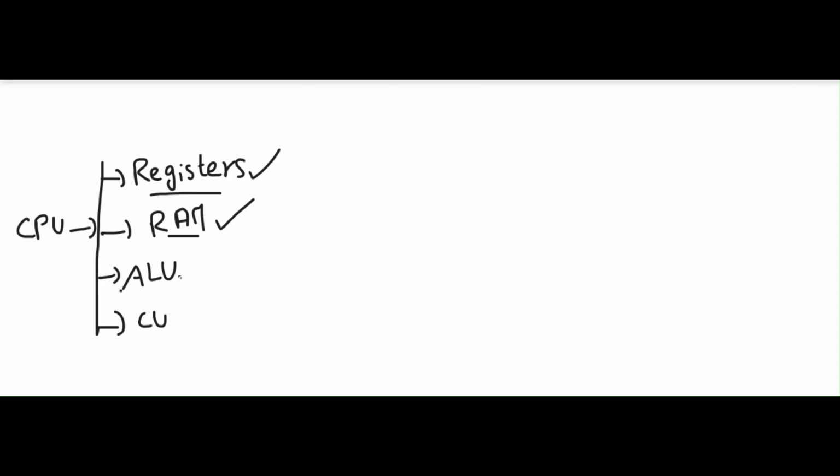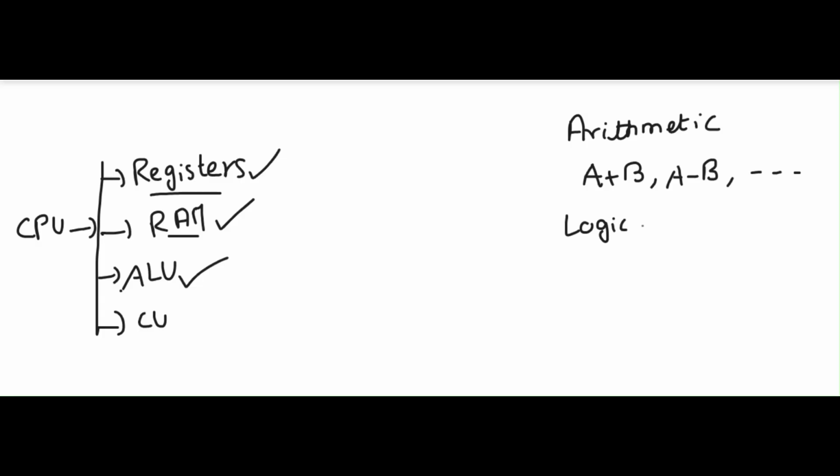Okay. And then what is this ALU? ALU is nothing but the arithmetic and logical unit, in which all arithmetic and logical operations are performed. First, let's discuss what these arithmetic operations are. Arithmetic operations are the basic operations like addition, subtraction, multiplication, and division. Then, what are the logical operations? Logical operations are used to connect these arithmetic operations.